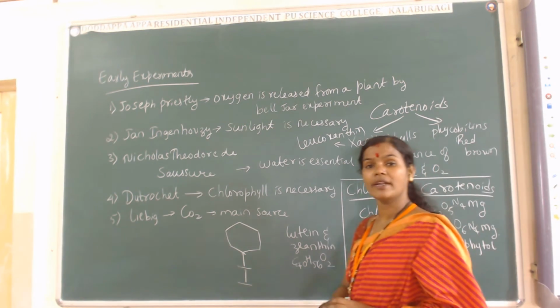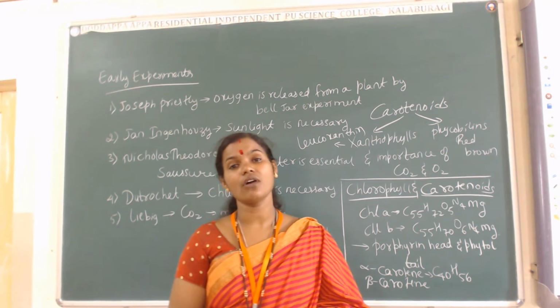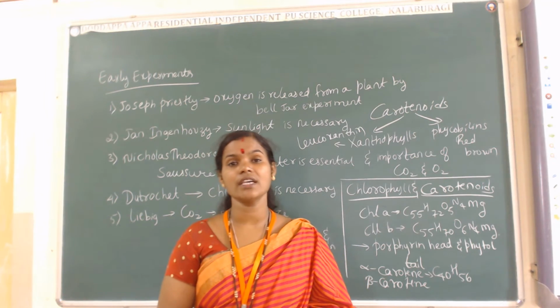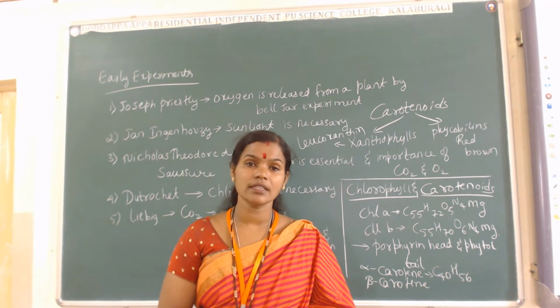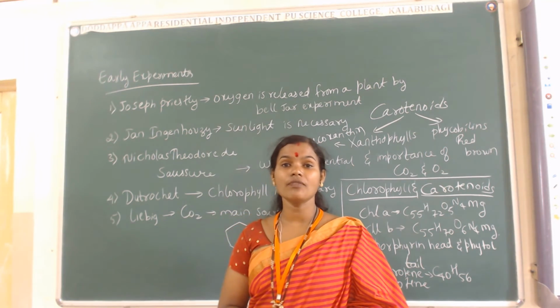Now after the raw materials required for photosynthesis, we are going to see the next concept, which is very important once again for the theory, the CET and the NEET. That is called as what? Early experiments. Okay. Now what is the meaning of early experiments?